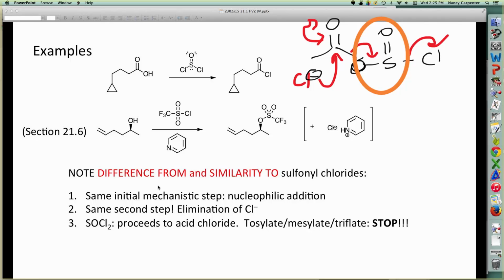So you've got two chlorides in this reaction and a super good leaving group. In the bottom example, you only kick out one chloride. It gets trapped by the pyridine that's present in the reaction. And the bottom line for this particular example is that you stop at the sulfonate ester. So I wanted to really drive home those differences because you're probably going to ask about that at some point.